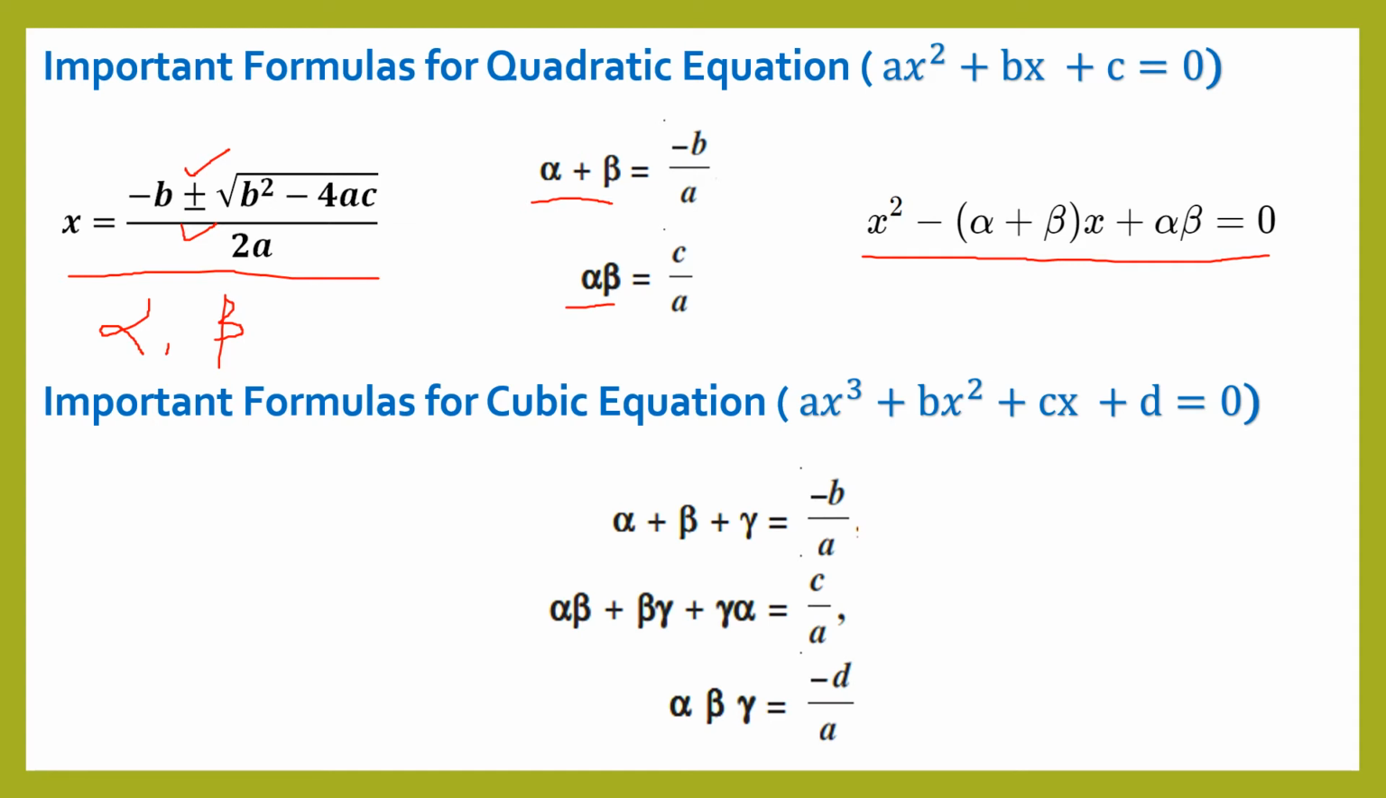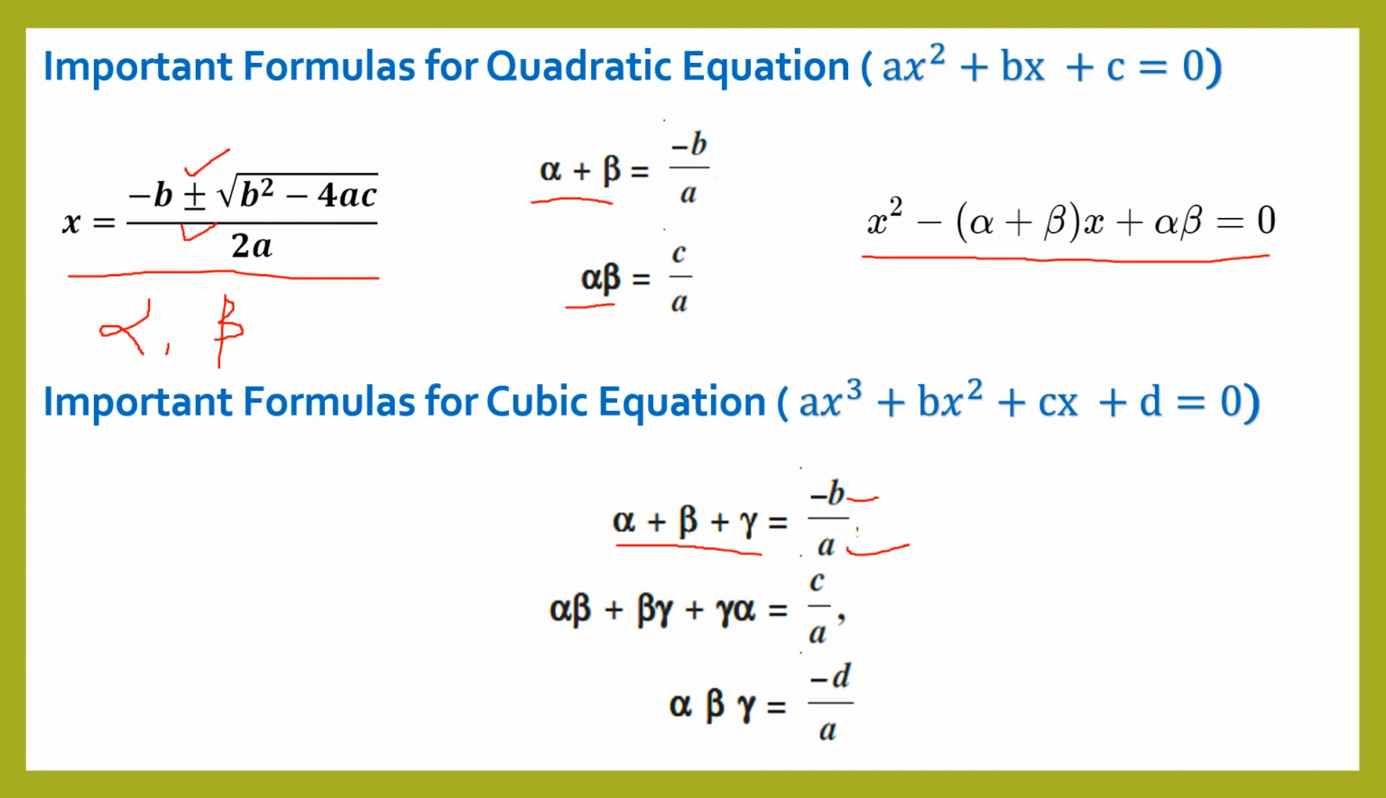Now we will discuss some important relationship between the roots of a cubic equation and the coefficient of the cubic equation. If you add the roots of the cubic equation alpha, beta and gamma, it will be equal to minus b by a, where b is the coefficient of x squared and a is the coefficient of x cubed.